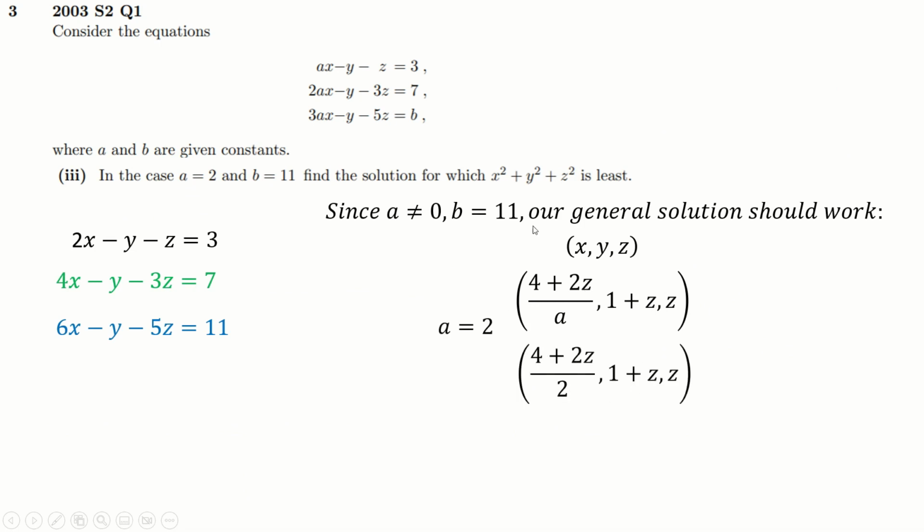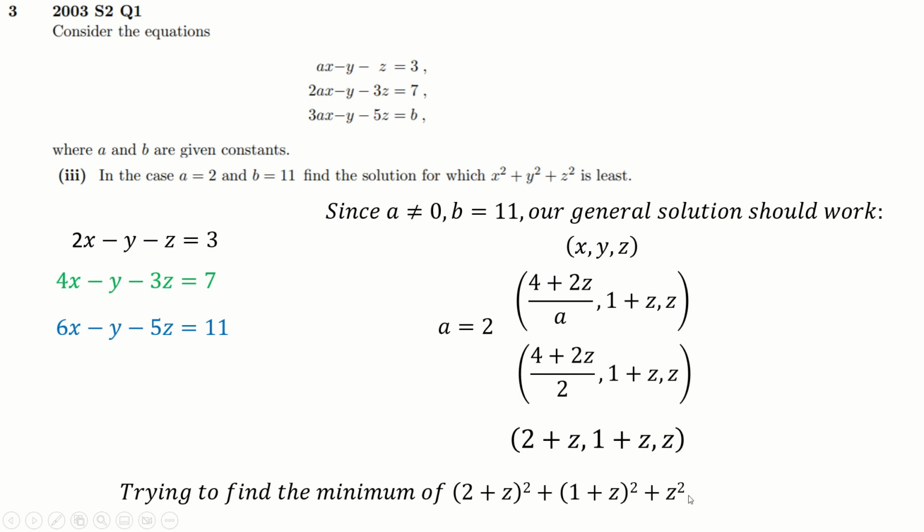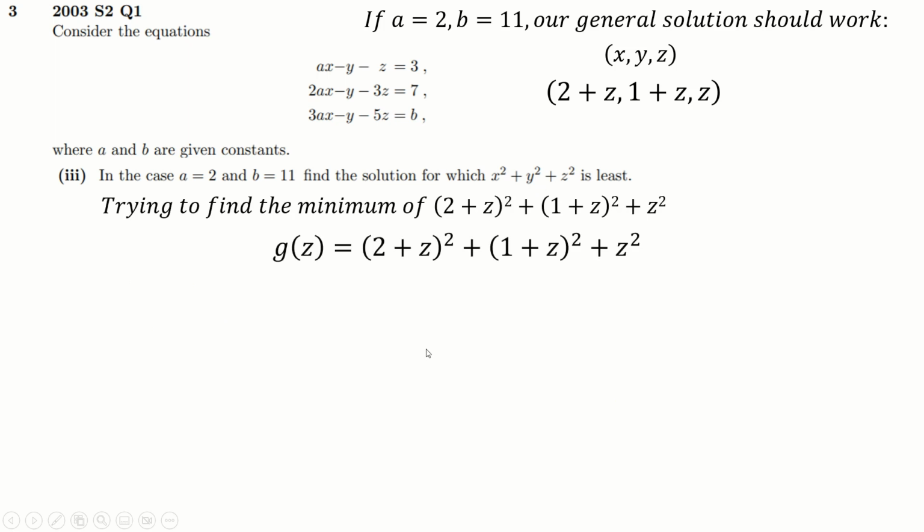So okay, well we can just put in a as 2, and we get this. And now we're trying to minimize x squared plus y squared plus z squared, but this is x, this is y, and this is z. So I can just make an equation entirely in terms of z. And I'm trying to minimize this plus this plus this now. That's essentially what this is asking. So how do we do that? Well, we'll just call it g of z or f of z or anything you want. It's not going to matter.